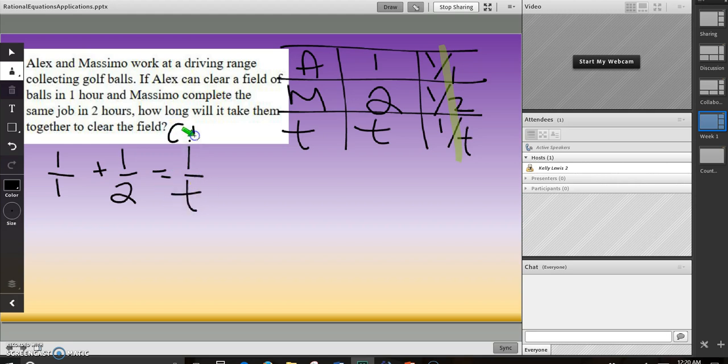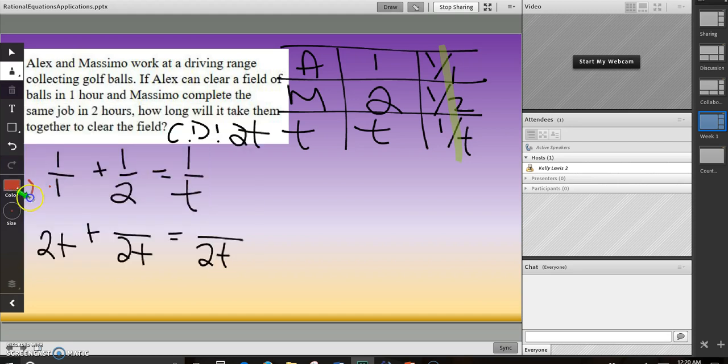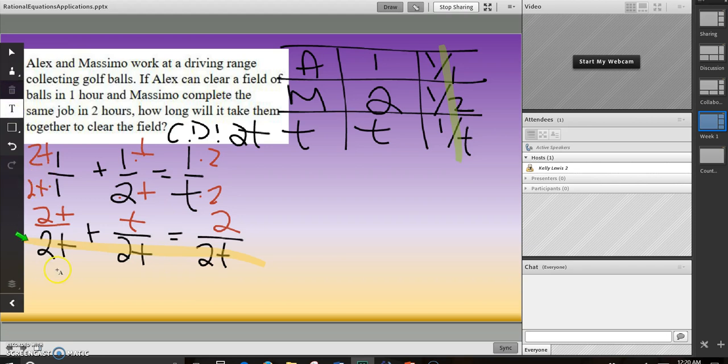And so our common denominator is going to be 1 times 2 times t, which is 2t. So I need everything to be 2t. In order for this to be 2t, I'm going to multiply everything by 2t. This has a 2, so I just need to multiply everything by t. This has a t, so I need to multiply everything by 2. Then, when the denominator is all the same, it can disappear. So I have 2t plus t equals 2.